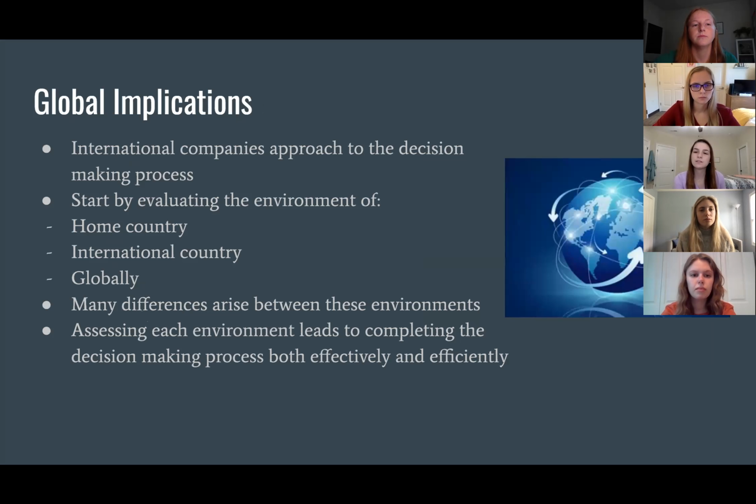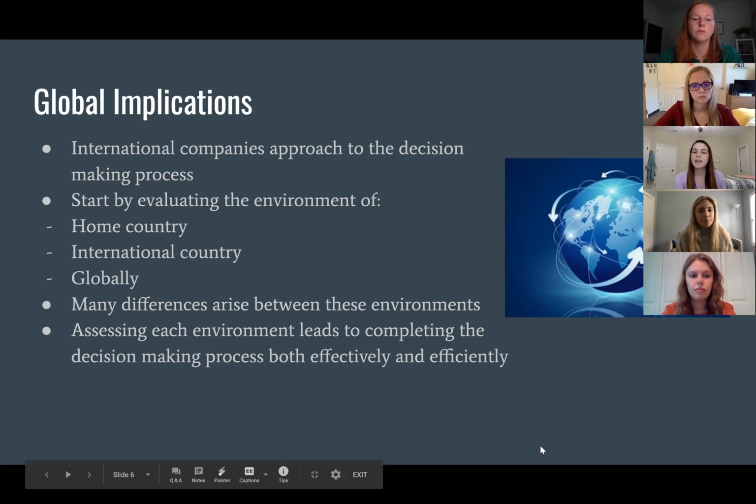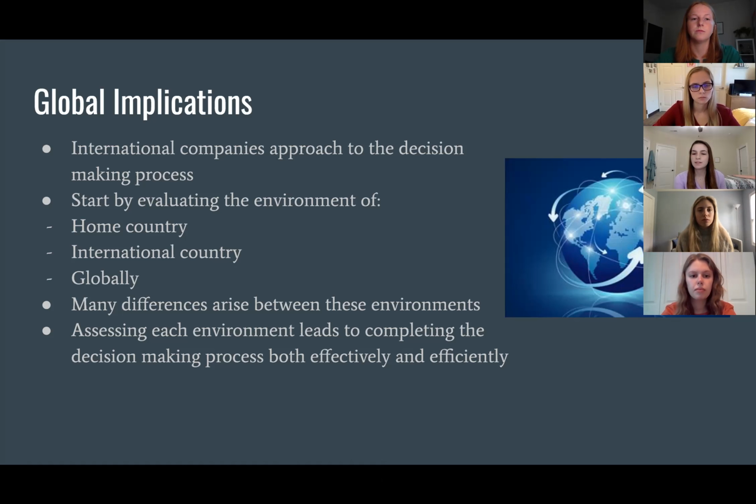International companies approach the decision-making process slightly differently. They start by evaluating the internal and external environment of their home country, and then for the international country and globally. They look at the economic, political, socio-cultural, technological, and legal environments, and for each of these categories, international companies have certain things they need to focus on. So for example, the economic environment, it's important to look at foreign investment policies. Many differences arise between the home country's environment, the international country's environment, and the global environment. And by assessing each environment carefully, the company will be able to complete the decision-making process both effectively and efficiently.